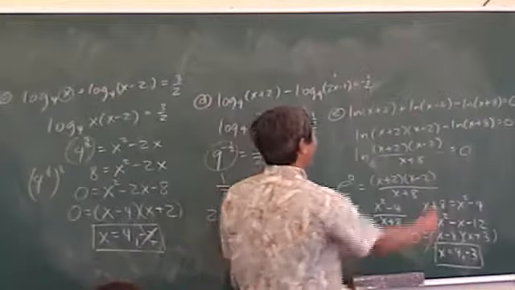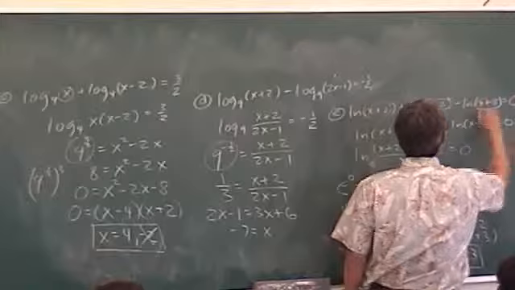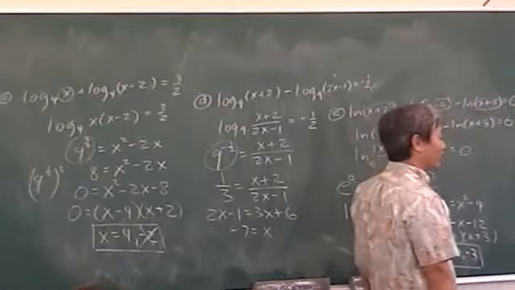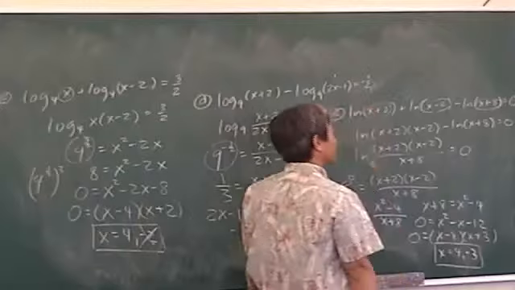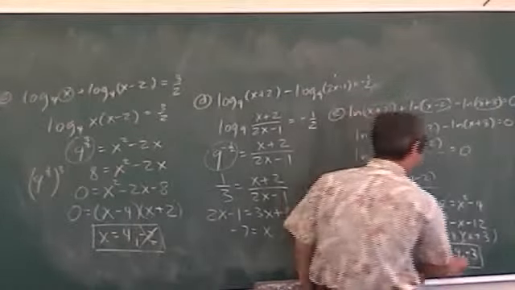No! You have to check. Whenever you have a logarithm, the argument must be positive. If I plug in 4, 6 and 12, are those positive numbers? Yes, but if I plug in negative 3, negative 3 plus 2 is not positive, so you're going to cross it out already.